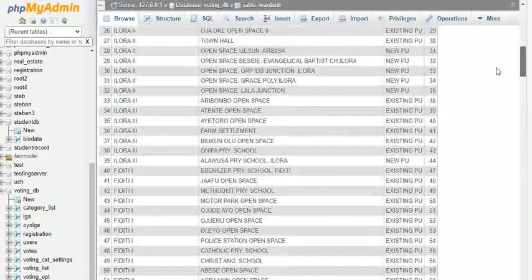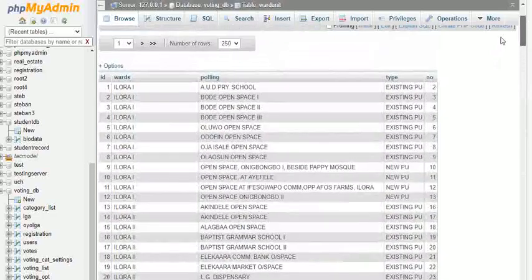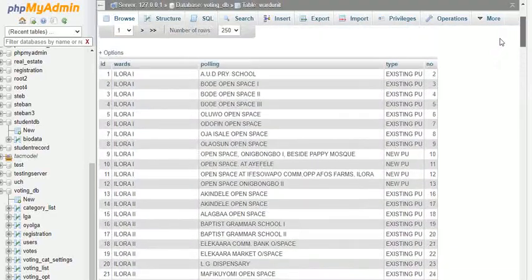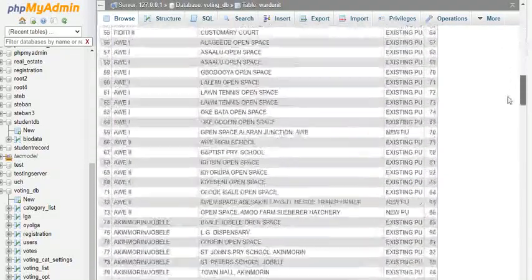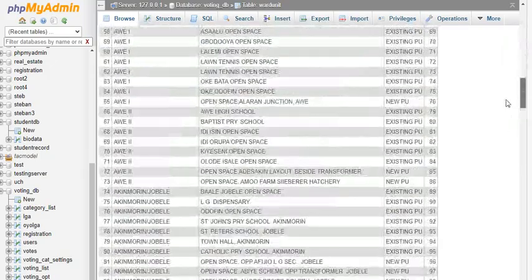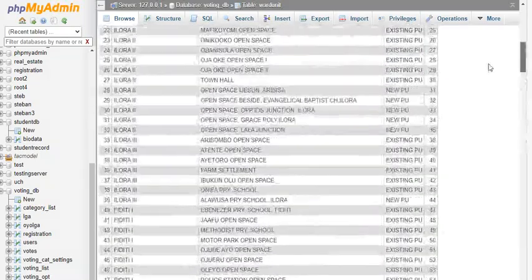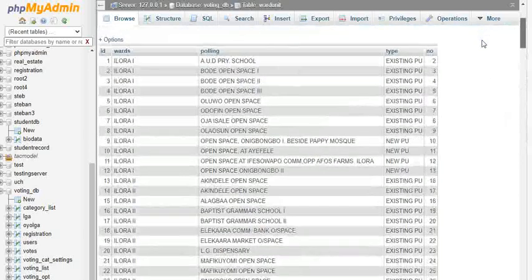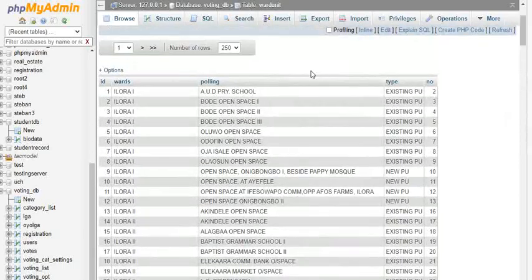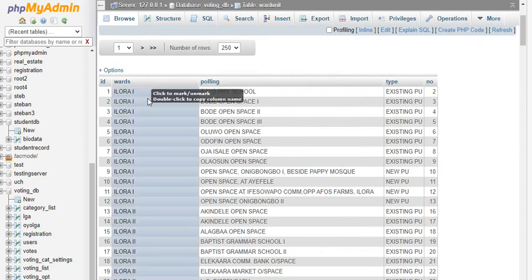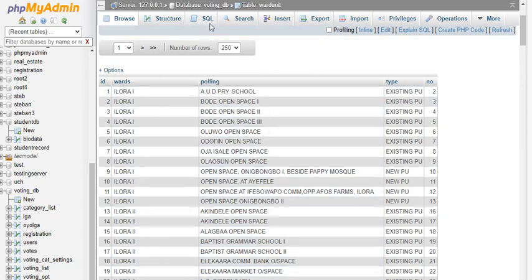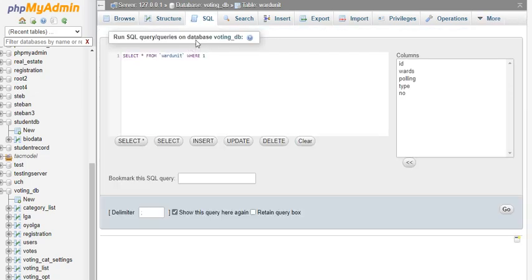containing word and containing word and polling units. So to count the numbers of words, and group according to the words.